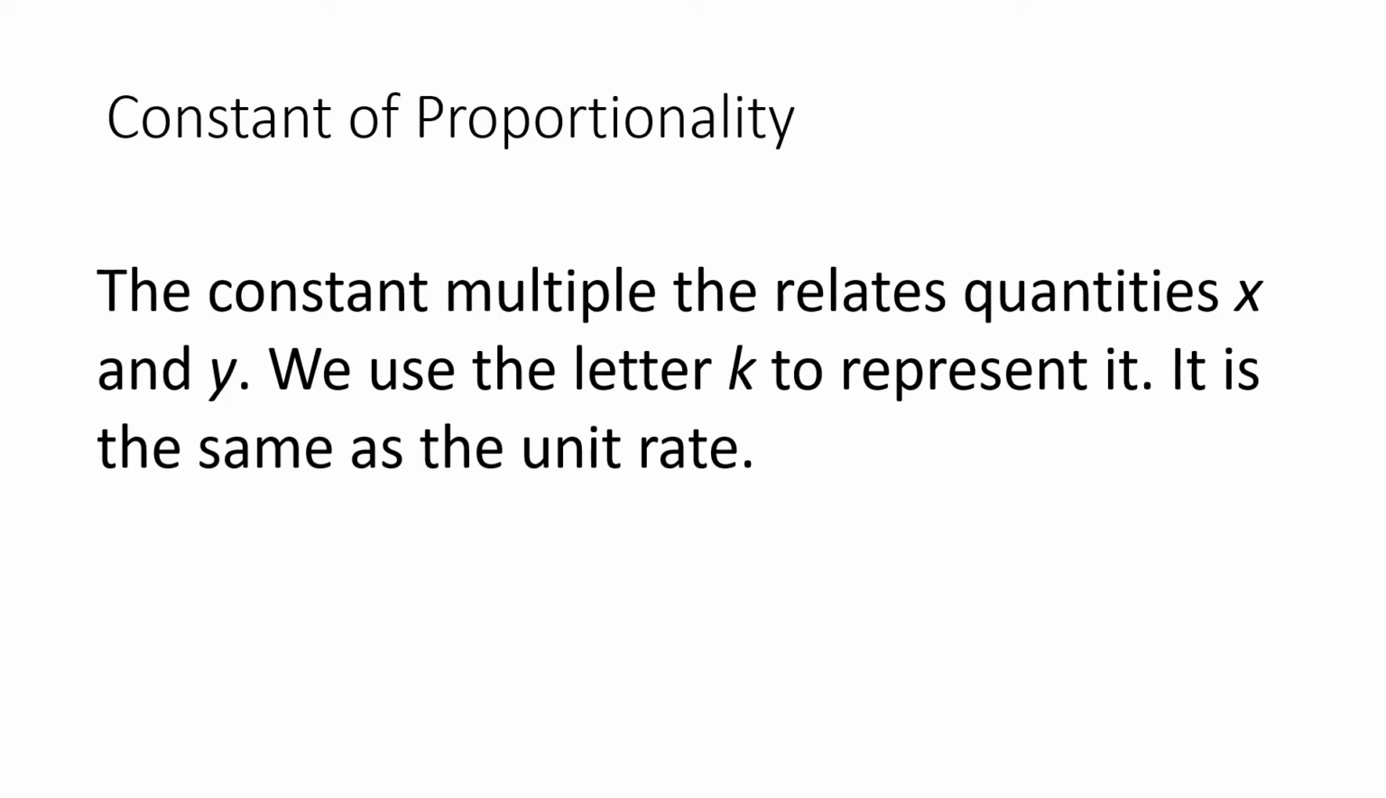Remember, the constant of proportionality is the constant multiple that relates quantities x and y. What that means is, what are you multiplying one quantity by to get the other? And we use the letter K to represent this. Even though it starts with a C, constant, we use K. But it's the same as unit rate, because whatever we multiply one by to get the other, we are also finding by doing y divided by x. So we're going to look at some examples here.